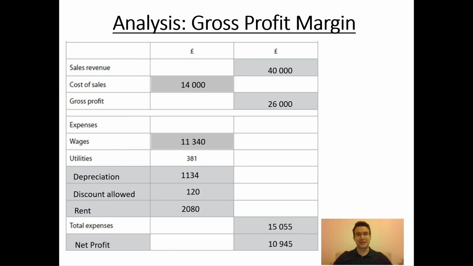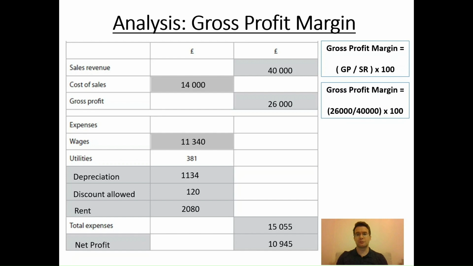So now that we know what a statement of comprehensive income is, we know how to complete and amend them, we even know how to remember the order of them, then we need to know how to analyse them. And the first method of doing this is through the use of a ratio, gross profit margin. The calculation for gross profit margin is as follows. Gross profit margin is gross profit divided by sales revenue times by 100. So taking the figures we've just worked with in the second exam question, we do the gross profit of 26,000 divided by the sales revenue of 40,000 times by 100, which of course would be 65%.